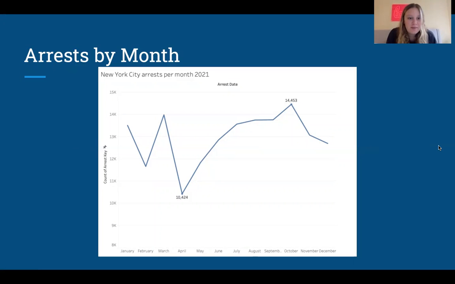So this shows arrests by month in New York City. On the bottom x-axis, you can see the months, and then the y-axis shows the counts of arrests. So you can see in April, there were the least amount of arrests with 10,424, and October had the highest amount of arrests with 14,453.